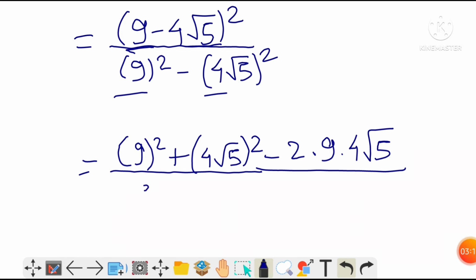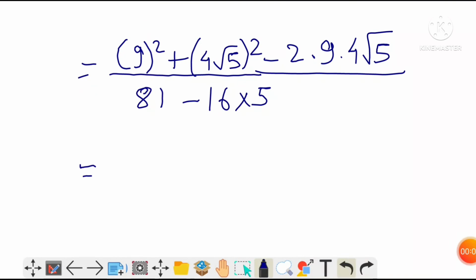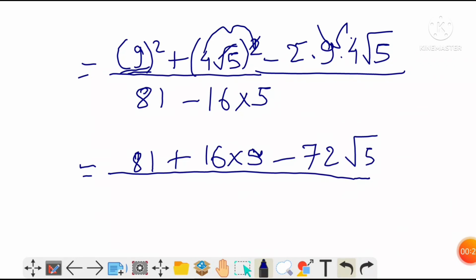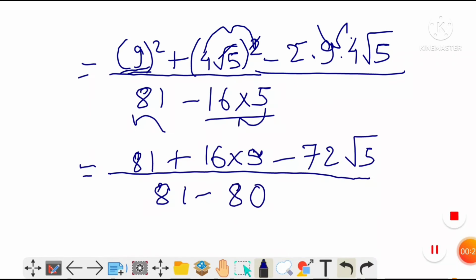And in the denominator, 9 square is 81 minus 4 square is 16 and root 5 square is 5, 16 into 5. Now we'll get in the numerator 9 square is 81 plus 4 square is 16 into root 5 square is 5, 16 into 5, minus 2 9's are 18, 18 into 4 is 72 into root 5. And the denominator will have 81 minus 16 into 5 is 6 5's are 30, 5 1's are 5 plus 3, 80.